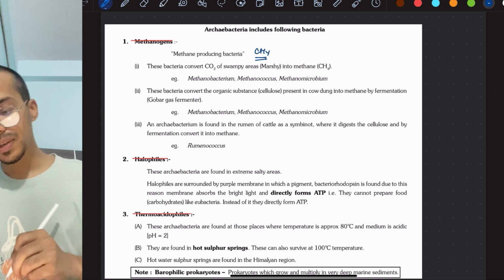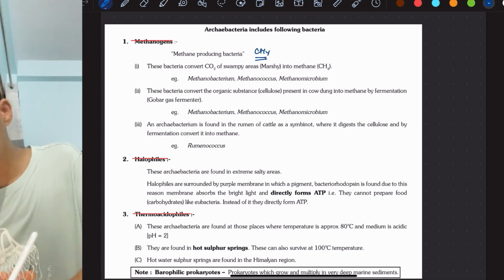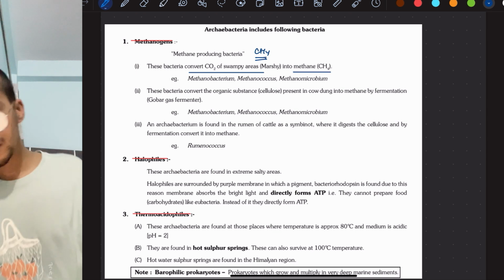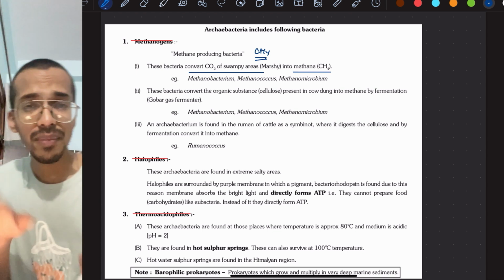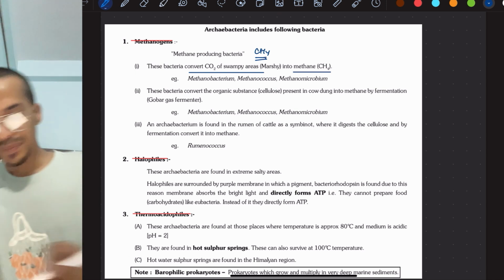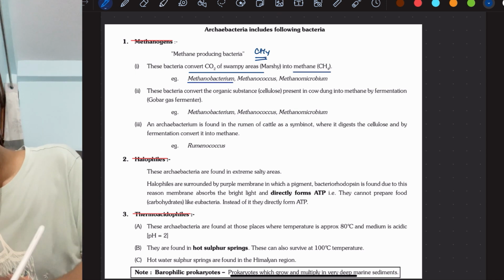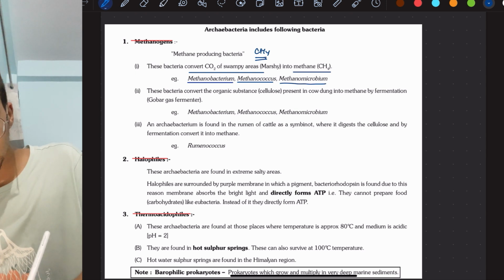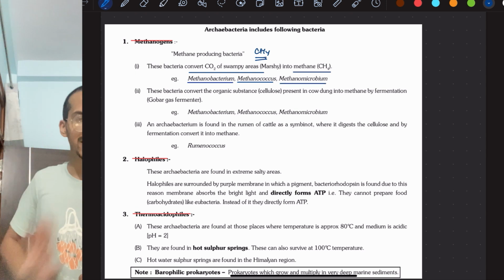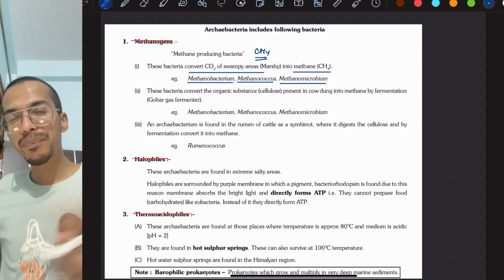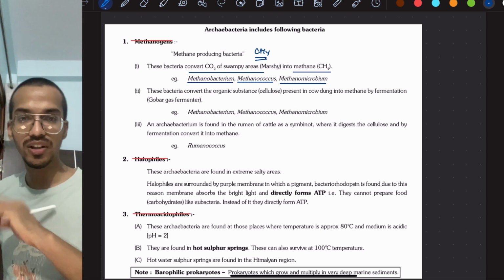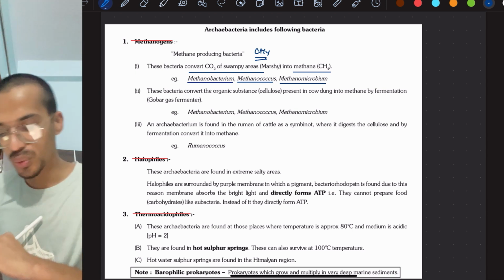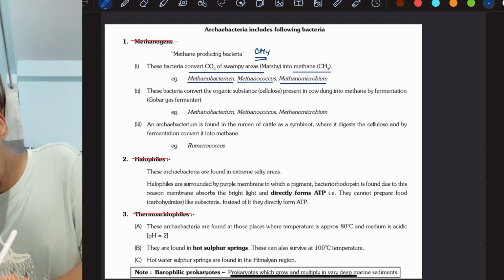Basically, the bacteria present in swampy, marshy areas convert carbon dioxide into methane. Examples are very easy to remember because the word methano is coming. Methanobacterium, Methanococcus, and if you can remember, Methanomicrobium. The word methano will come in all of these examples, so you can easily find them. Examples are easier in this chapter, so I'm not even giving you tricks here. These are important for gobar gas fermentation, or what we call biogas.